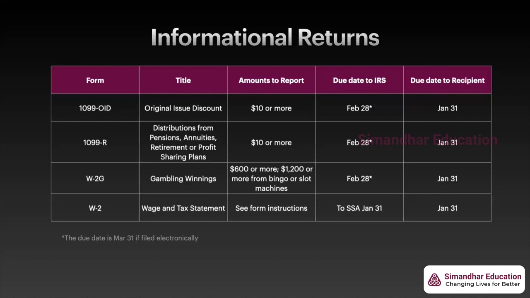That's why the due dates given to the recipient are much earlier than the actual tax return due date, because these are just informational returns. The tax is paid on your individual return. So you will be receiving all of this information from different participants, whether it is your employer, your casino, or your bank. And when you collate all of this information, then you can actually file your tax return.